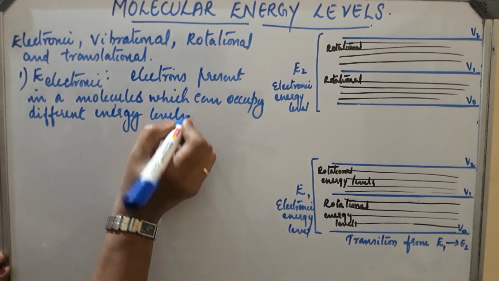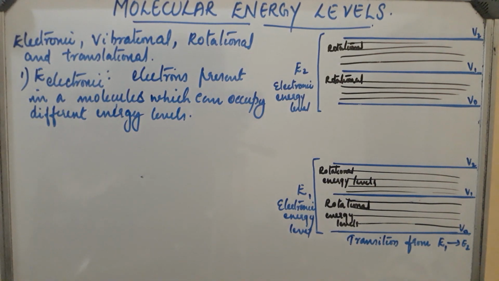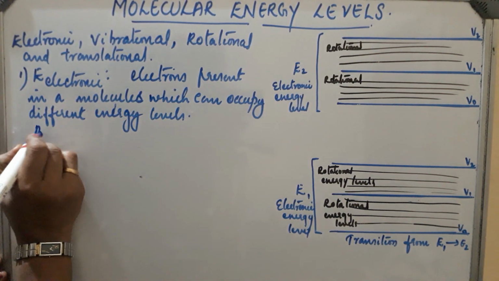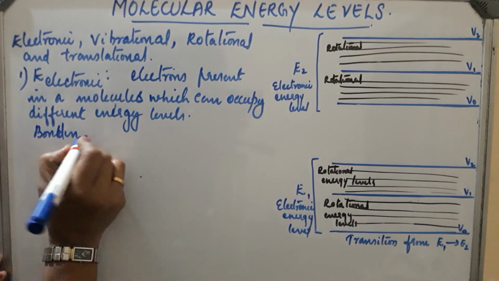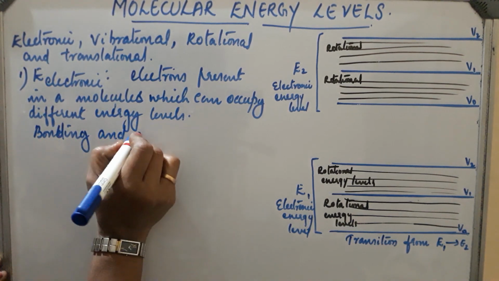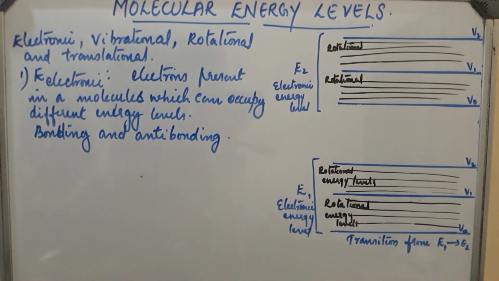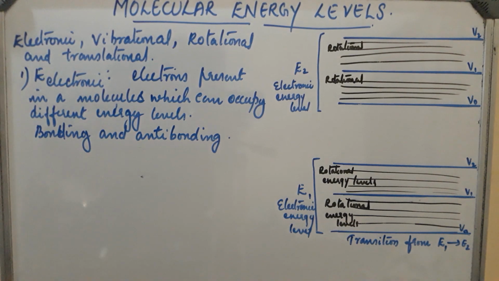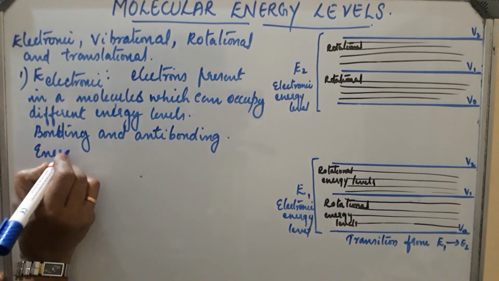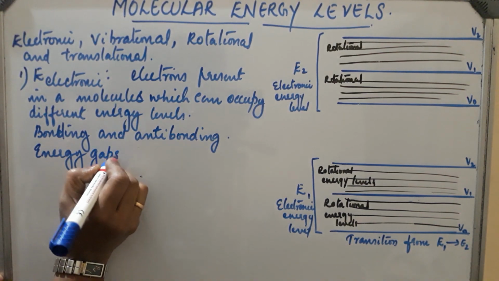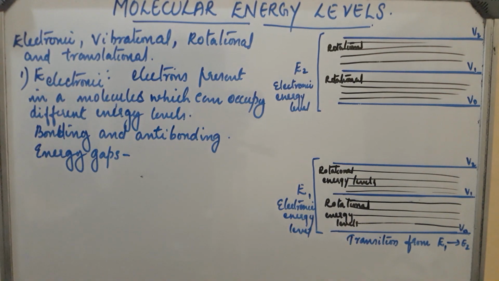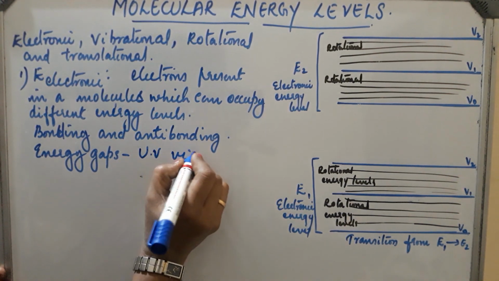These molecular energy levels may be bonding and antibonding. They can be bonding energy levels or anti-bonding energy levels. Now, the energy gaps between these electronic energy levels fall in the UV visible region.